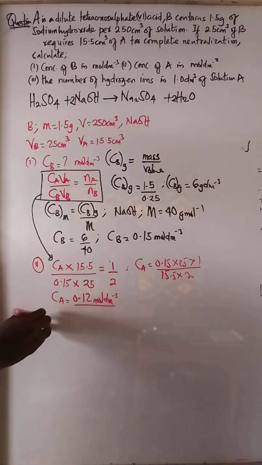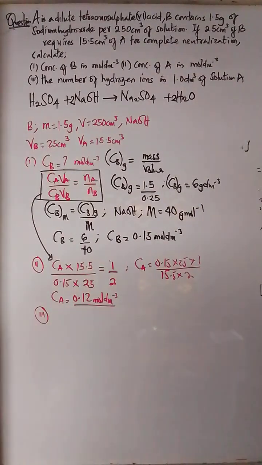Then the third part, the number of hydrogen ions in 1 dm cube of solution A.